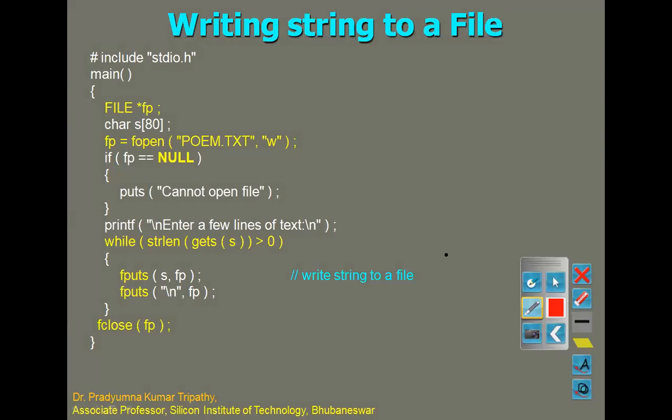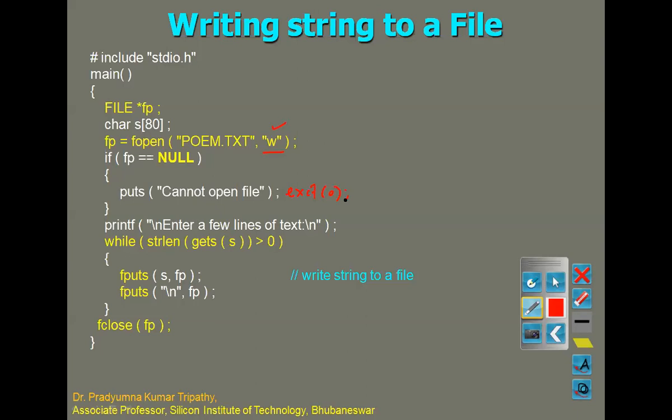Correct? So just look over here. If you want to create a file by typing lines of text, it's not by character, so it will not take fgetc. Rather, it will write a string into the file. See, I open a file in write mode. If the file cannot open, I can use exit 0 over here to come out. If it is not that, I can continue.